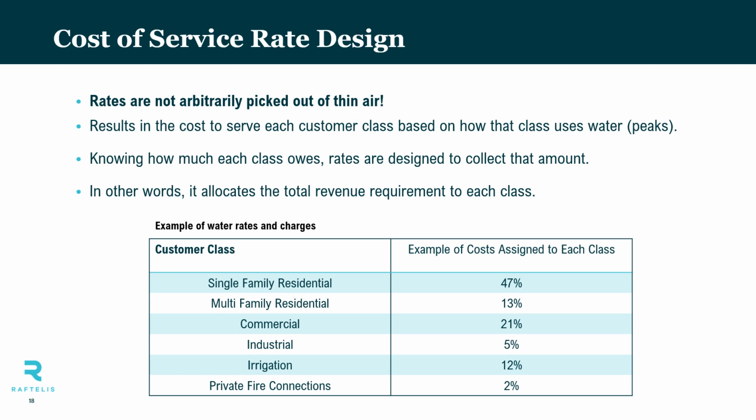We know how much each class owes from the cost of service, and when we take the fixed charges and the new rates, we multiply them by all customers and end up with the cost to serve each class. When you multiply by all the customers, we end up with the utility's total revenue requirement.